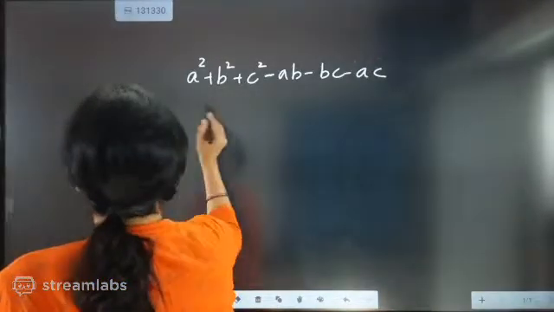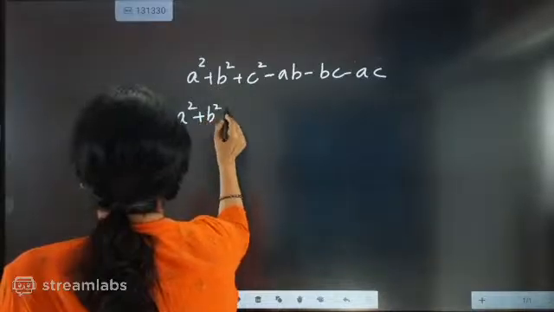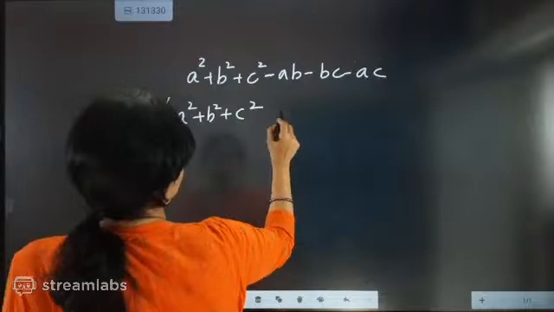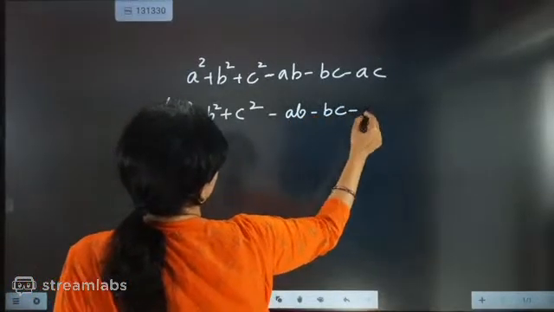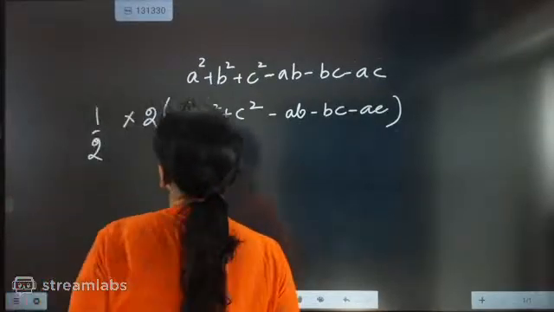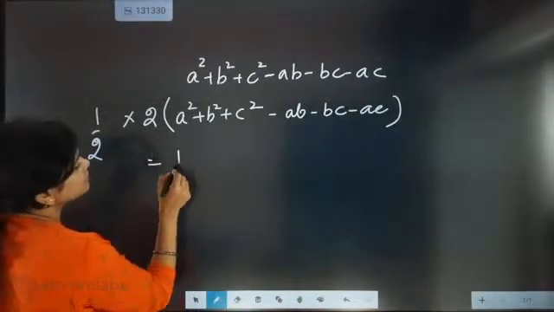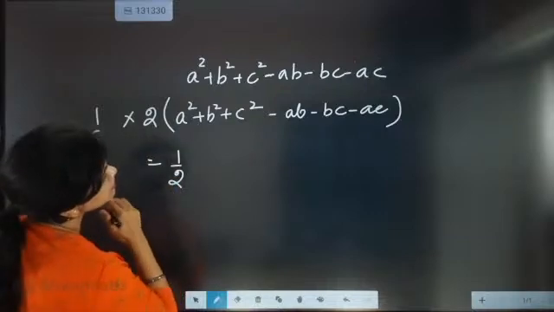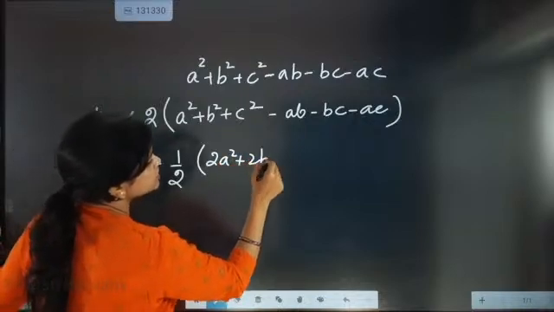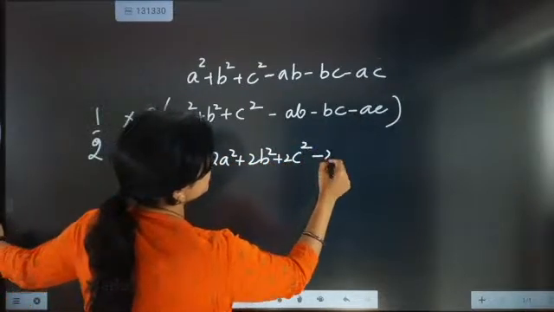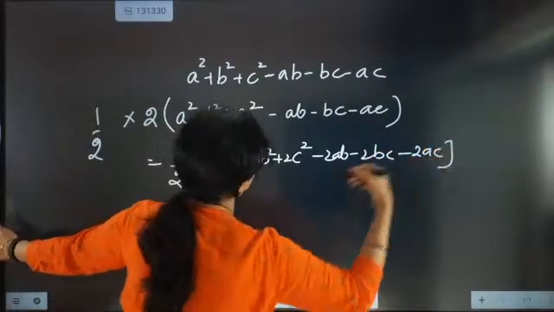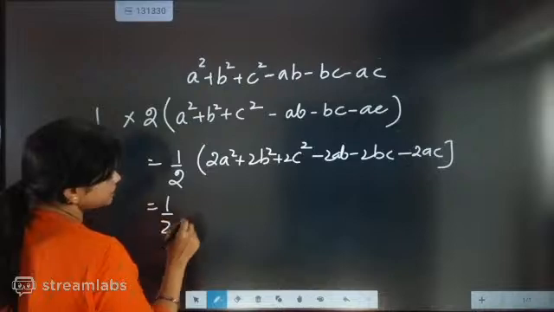So here, I am going to do one thing: a square plus b square plus c square, I am going to multiply each term by 2, and then I am going to divide each term by 2. Then what will happen? 1 by 2 is coming. Then this part is coming as 2a square plus 2b square plus 2c square minus 2ab minus 2bc minus 2ac. Okay, so now half is outside.